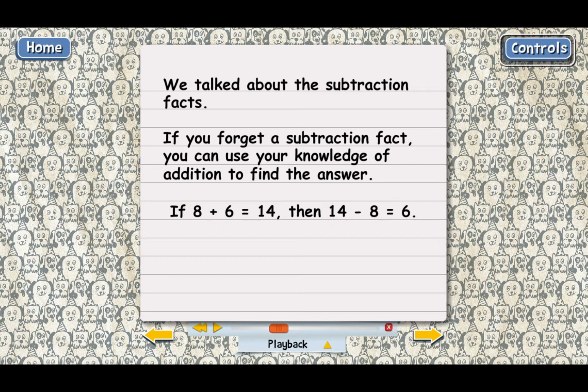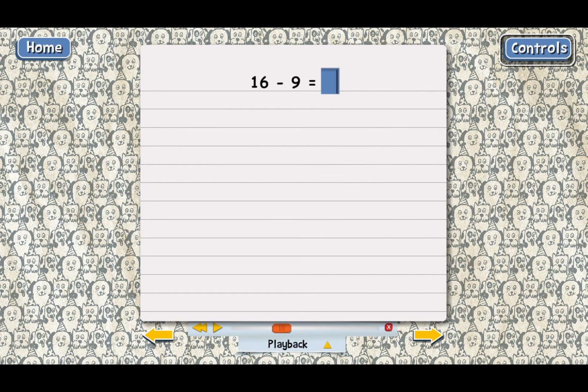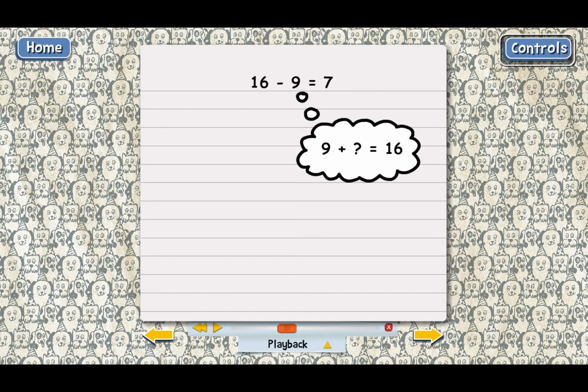Now you try one. Figure out 16 minus 9 by using addition. Good. All you have to do is think of the number that you add to 9 to get 16. And it's 7 because 9 plus 7 equals 16. And so you know automatically that 16 minus 9 also has to equal 7.